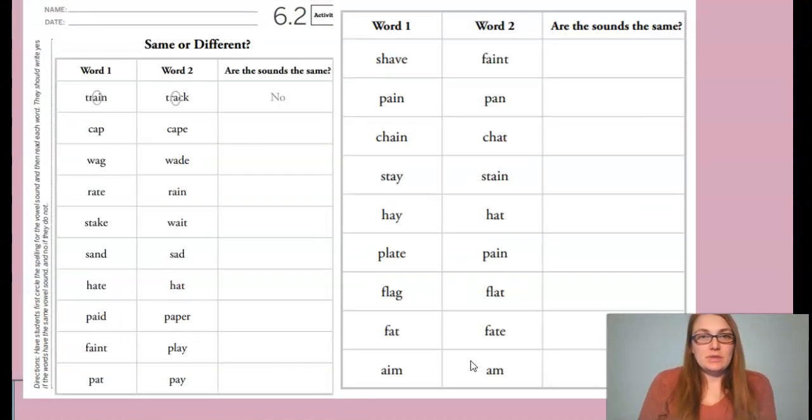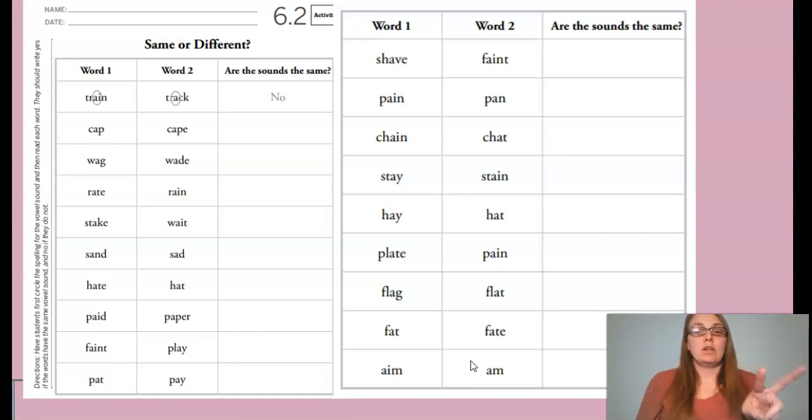So that was 6.1. 6.2. They're given 2 words on each line. So for example, the first one, word number 1 is train. The A sound is made by AI. Circle it. Word number 2, track. The A sound, circle that. And then are the sounds the same? So we have A in train and A in track. They're not the same. So the answer is no. However, in words such as rate and rain, both words have the long A sound. So you would write yes.